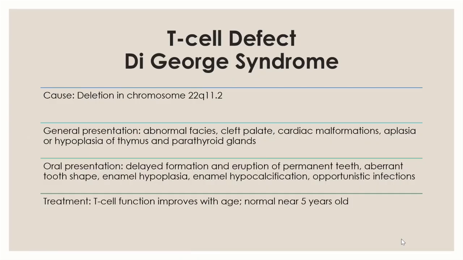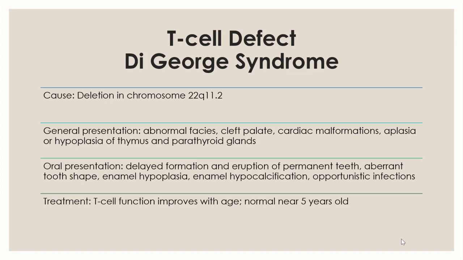So we will start with the T cell defect, DiGeorge syndrome. The cause is a deletion in chromosome 22q11.2. Patient presents with numerous abnormalities resulting from impaired embryogenesis of organs originating from the third and also the fourth branchial arches, showing abnormal faces, cleft palate, cardiac malformations, hypoplasia of the thymus, and leading to deficient T cell maturation, as well as hypoplasia of the parathyroid glands, resulting in episodes of hypocalcemia.